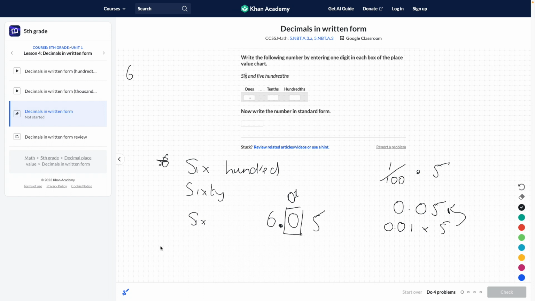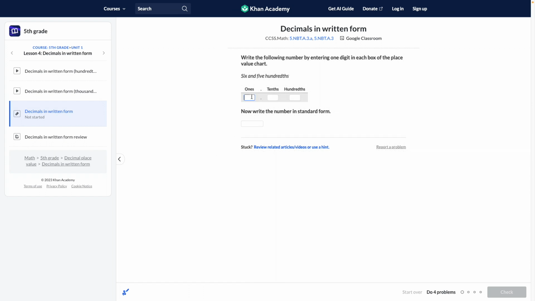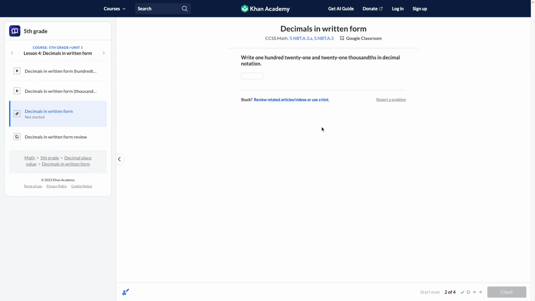Write the number in the standard form. So we have 6, and then we have 0 in here, and we have 5 in here. And write in the standard form is 6 decimal 0 and 5. And check. And there we go.